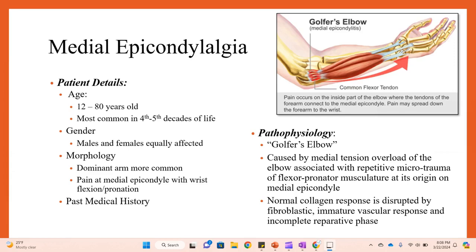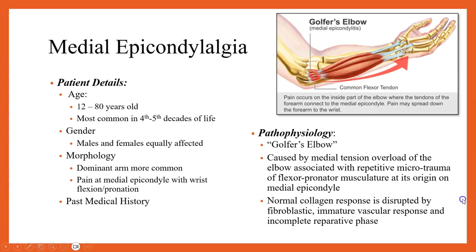Okay, past medical history is similar to that of lateral epicondylalgia. The pathophysiology here is again very similar to lateral, and that's going to be medial tension overload of the elbow associated with repetitive microtrauma of the flexor pronator mass, and that's going to affect its origin on the medial epicondyle. So it's essentially a tendinopathy here.